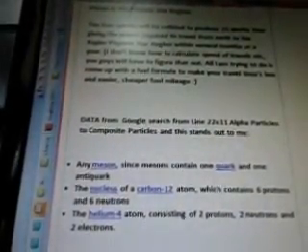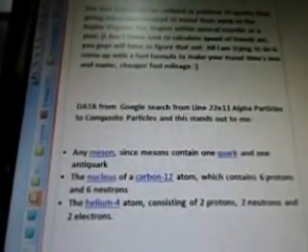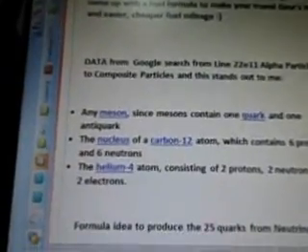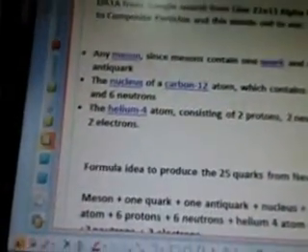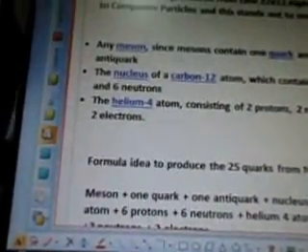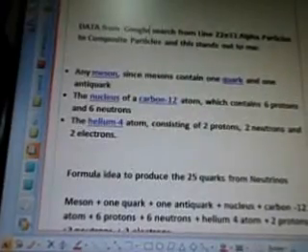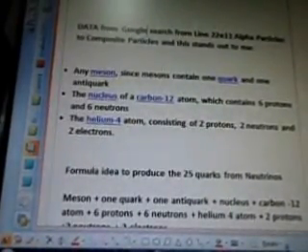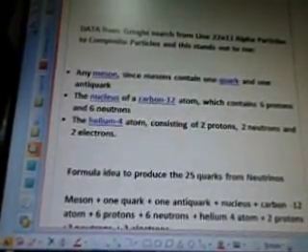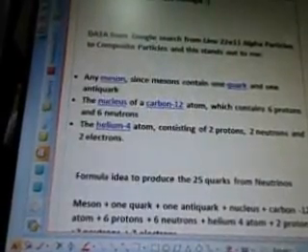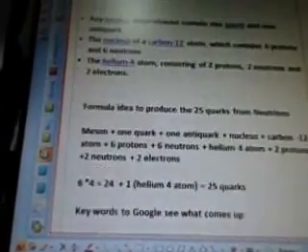Data from Google search from line 22E11, alpha particles to composite particles, and this stands out to me. Any mesons, since mesons contain 1 quark and 1 antiquark. The nucleus of a carbon-12 atom, which contains 6 protons and 6 neutrons. The helium-4 atom consists of 2 protons, 2 neutrons, and 2 electrons. I don't know if it's a minus or if that's a dash, okay? So please excuse me if I get it wrong. The formula idea to produce the 25 quarks from neutrinos.